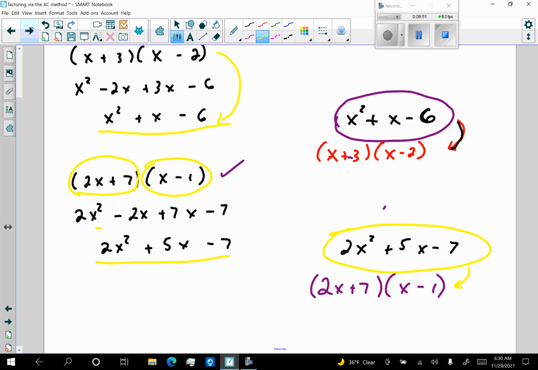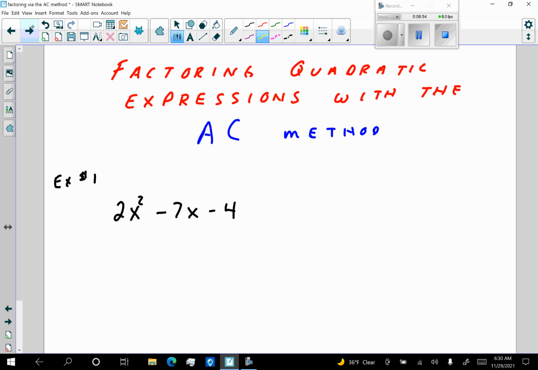And what method are we going to use? We are going to use the AC method. This is the only method that I teach for factoring quadratics because it is the most efficient way. So here we go. I have this expression, 2x squared minus 7x minus 4. Looks similar, and I could guess and check that. I'm going to do some guessing and checking, but not much. And the guessing and checking that we're going to do, hopefully it will eventually become easier. So I'm going to use the AC method.